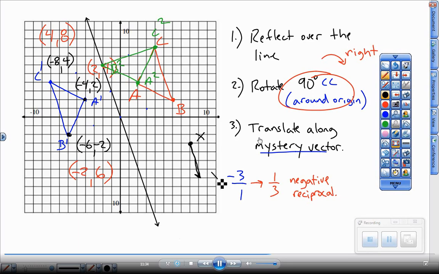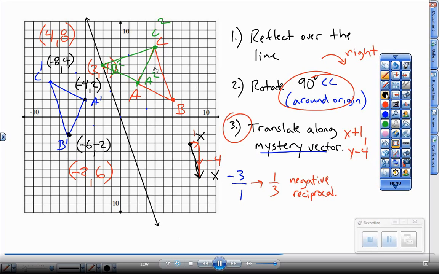That's going to be your mystery vector, right one, down four. That's the last transformation. So take these 3 points, and I want you to move them right one, down four. Good luck seeing where that's going to end up, especially if you're using a pen. So over one, down four: x plus 1, y minus 4. Each point, right one, down four.